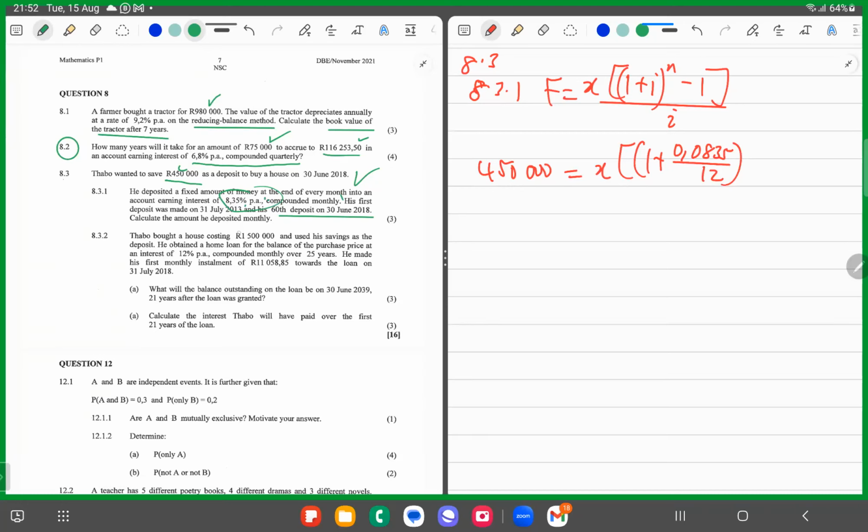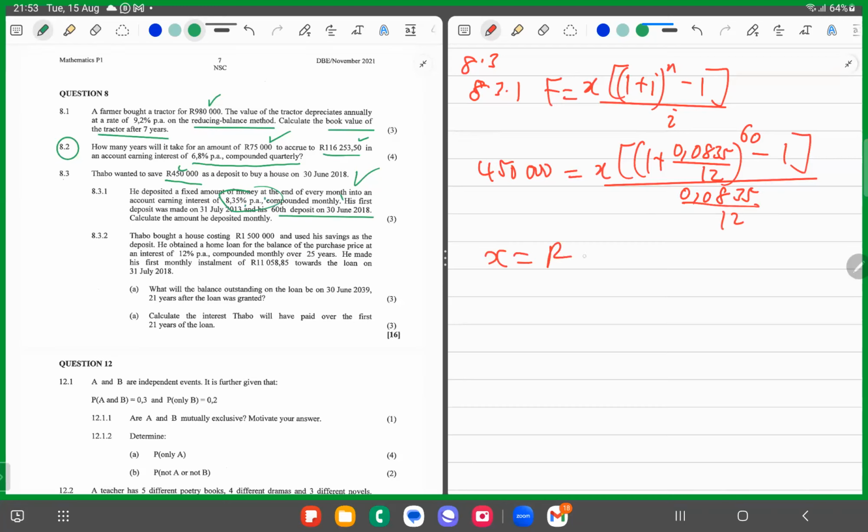Compounded monthly, his first deposit was that, and his 60th deposit on the 30th. So in other words, you'd have 60 months, minus 1, all divided by 0.0835 divided by 12. So you can get x. If you solve for x here, do the divisions, etc.